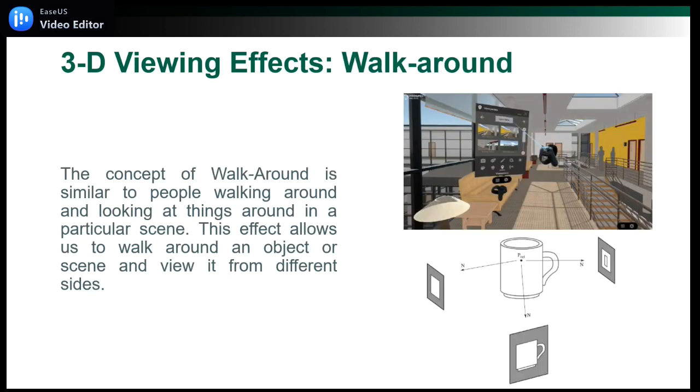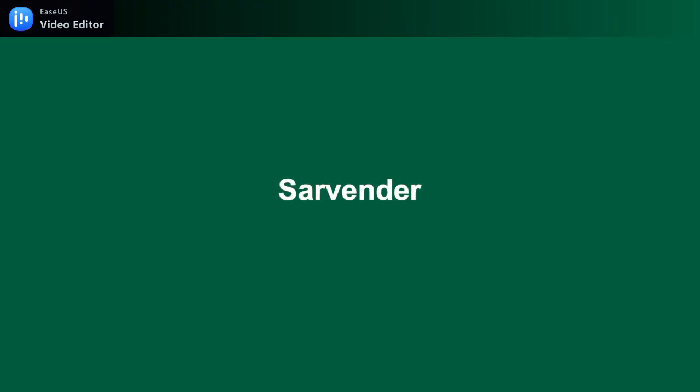The last type of viewing effect I'm going to discuss is walk around. The concept of walk around is very similar to how we walk around a place and look at multiple things in a scene. This allows us to capture the effect of interacting with different kinds of objects and exploring them from different angles. If we take a look at this picture below, we can see different shapes of the same mug depending on from where we're observing it. So this gives us a walk around effect.